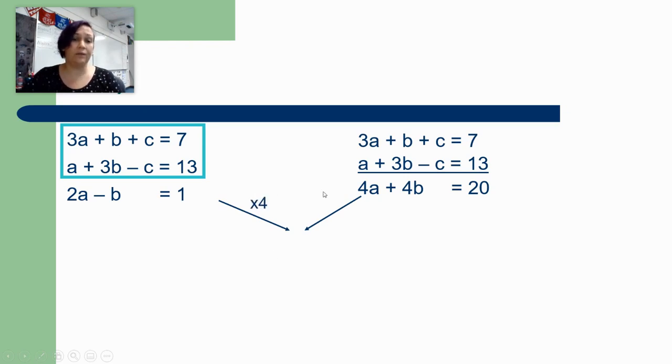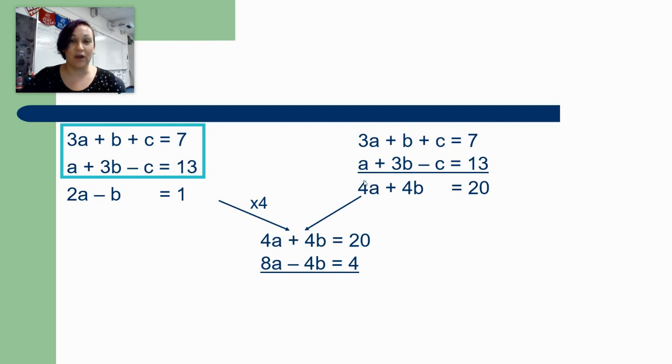I'm going to eliminate the letter B, and so I have a positive 4B over here, and I have a negative 1B over here. So if I multiply this equation by 4, then I'll get a negative 4B. And my negative 4B, my positive 4B will cancel. So that's what I'm going to do. Don't forget to multiply all three places. So 2 times 4, b times 4, and 1 times 4. And that gives me these equations.